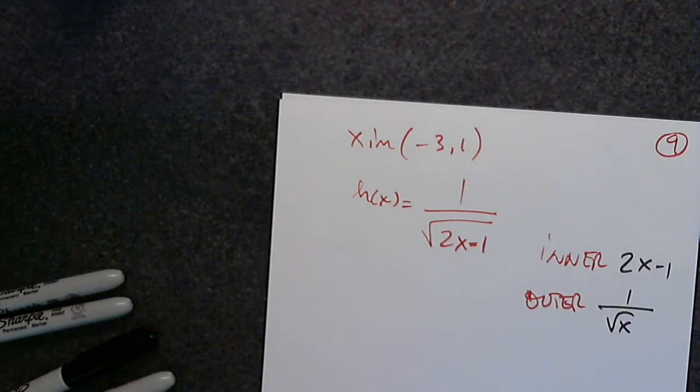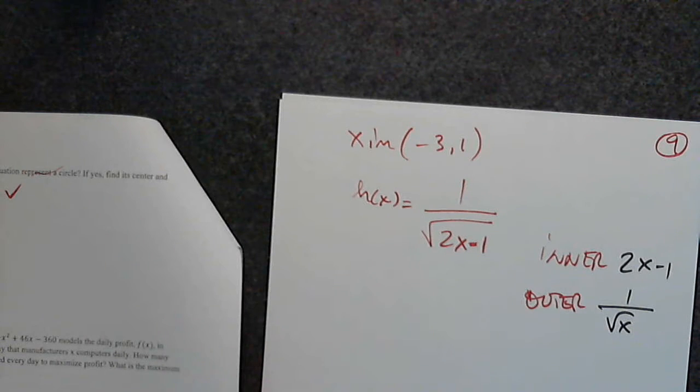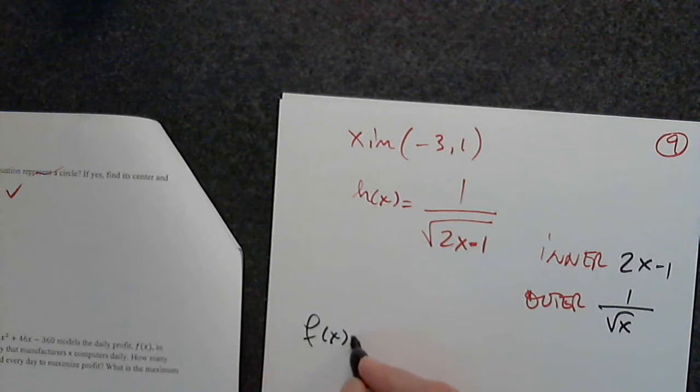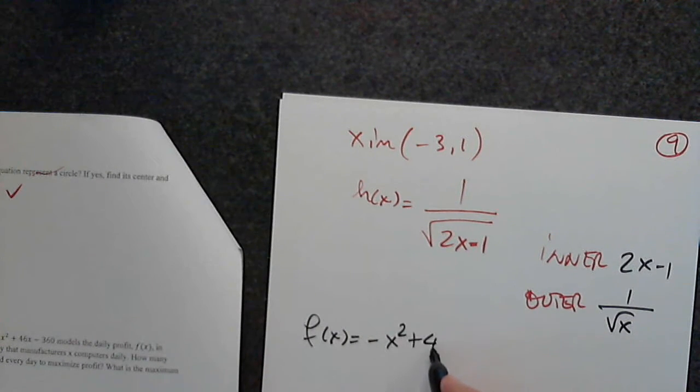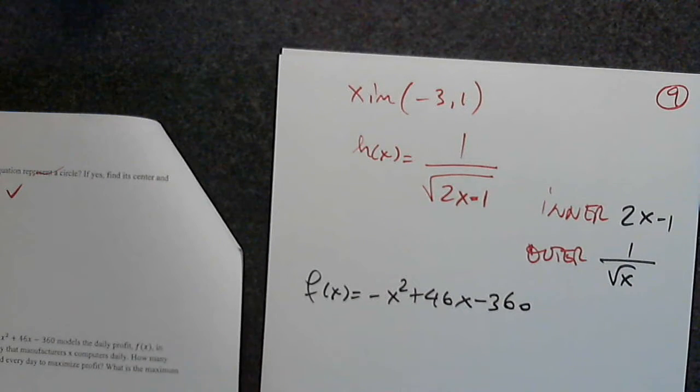Let's look at problem 11. f of x equals -x squared plus 46x minus 360 models a daily profit, f of x, in hundreds of dollars for a company that manufactures x computers daily. How many computers should be manufactured every day to maximize profit? And what is the maximum profit?